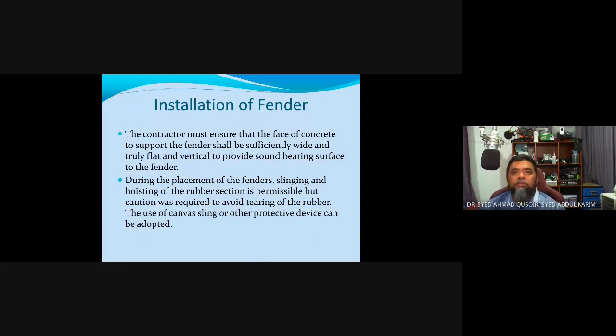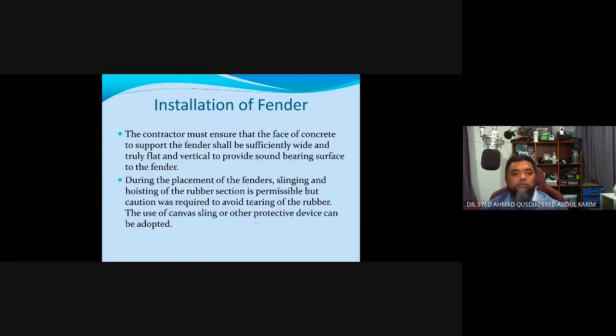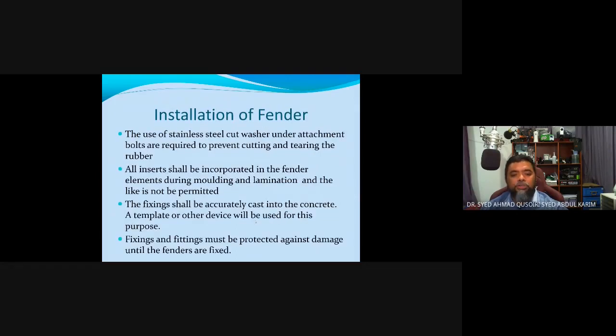So the contractor must be sure that the face of concrete to support the fender shall be sufficiently wide, flat and vertical. During the placement of fenders, slinging and hoisting the rubber section is permissible, but caution to avoid the tearing of rubber. So the best way is using a canvas sling. Use of stainless steel cut washer under the attachment bolt are required to prevent cutting and tearing of the rubber.